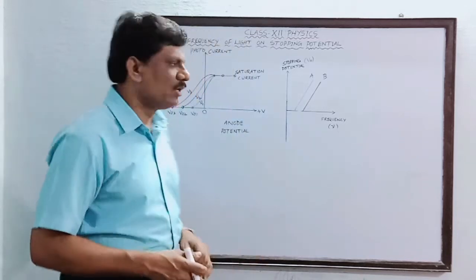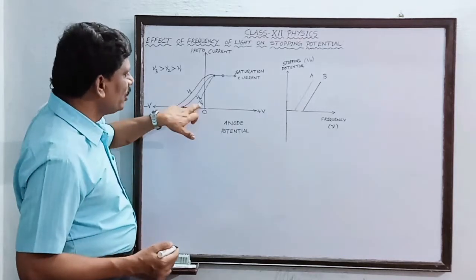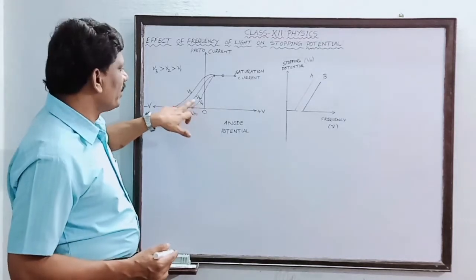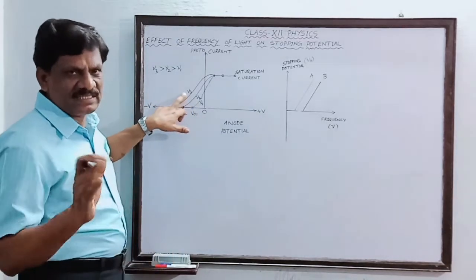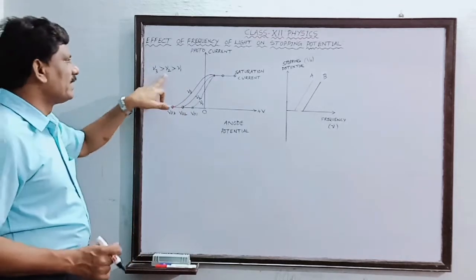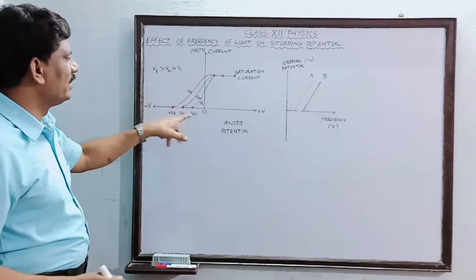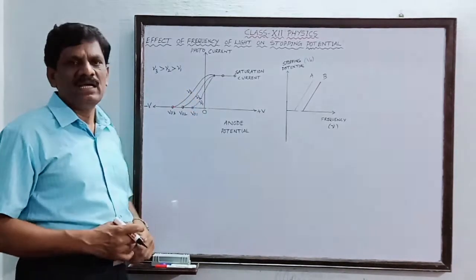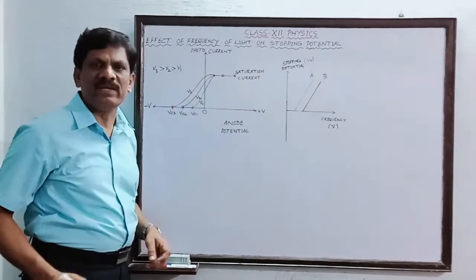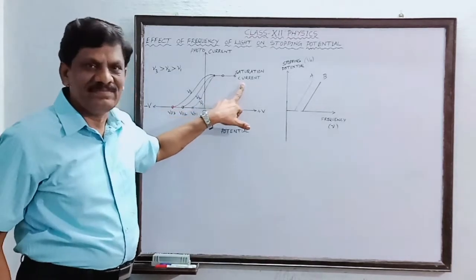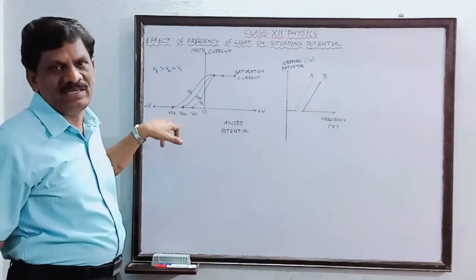Okay students, now the nature of the graph is found to be like this. Initially for a frequency nu1, then for a frequency nu2, thirdly for the frequency nu3, such that nu3 is greater than nu2 and again which is greater than nu1. So for this difference in frequencies, I find that the saturation current for the three different frequencies is found to be the same, and the stopping potentials are different.